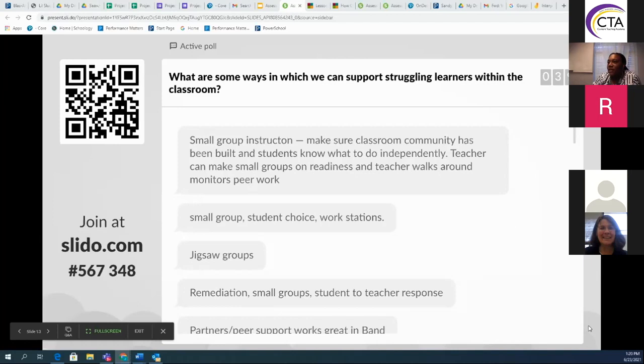So. All right, so the consensus is we have our small groups, we have our students who we have identified need more assistance. We have our students who have showed some type of mastery or working towards mastery.